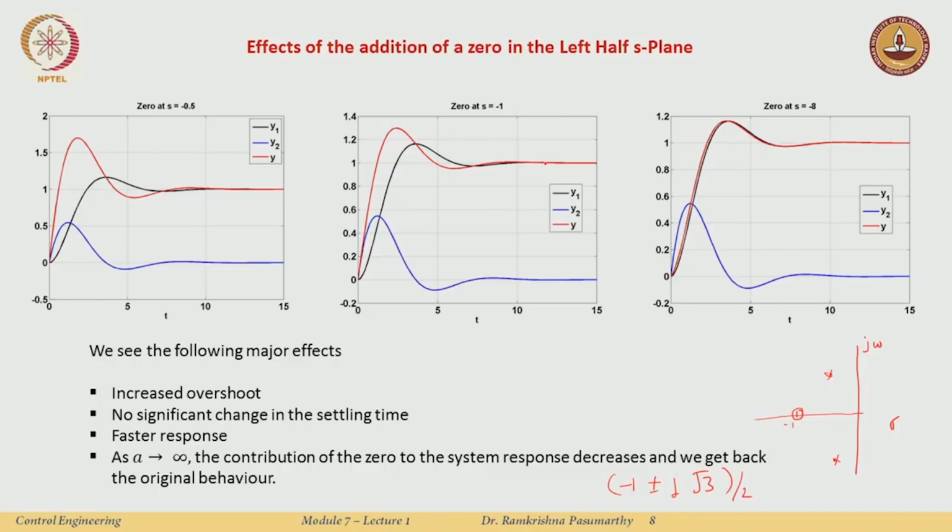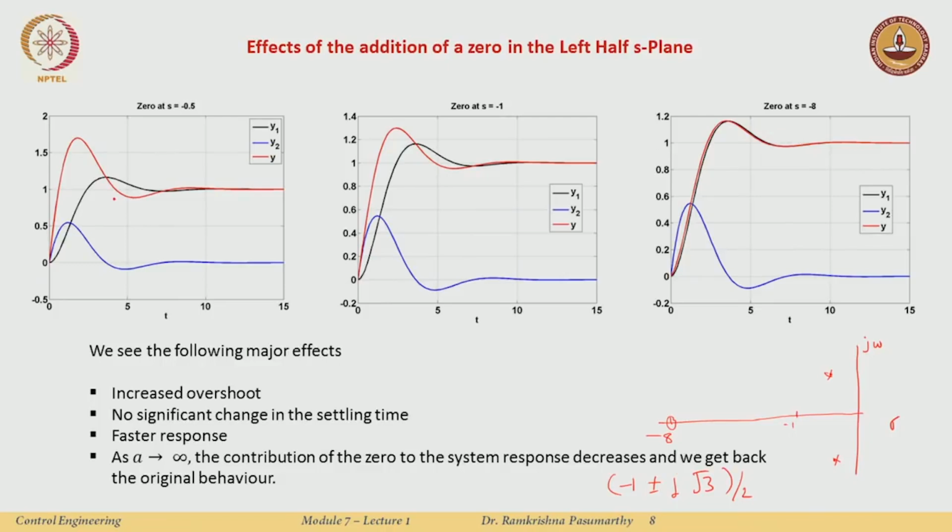Now, what I do is I just remove this 0 over here and I add a 0 much further away, right. Say somewhere here, I say this is a 0 at minus 8. Okay. Now, what happens? Well, y1 still remains the same, y2, the blue line, does something like this, and then the total response is something like this.